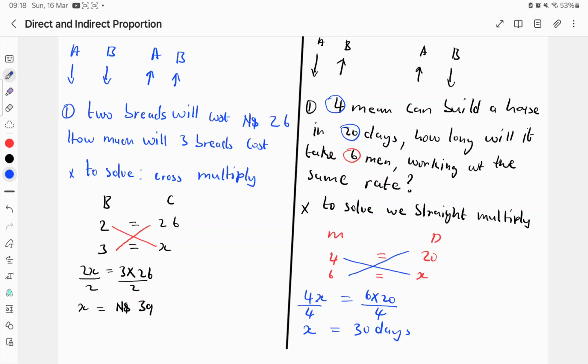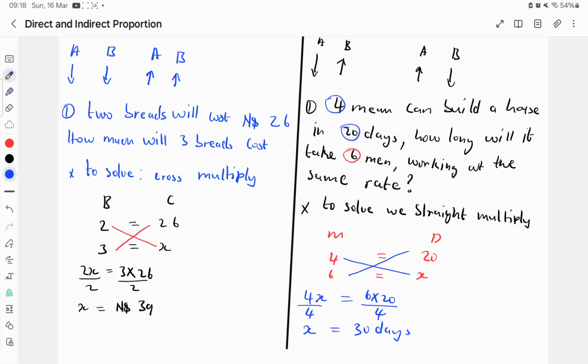Now the question is, does that make sense? I will ask again, does that make sense? You can see that it does not make sense. 4 men take 20 days, 6 men take 30 days. It does not make sense.